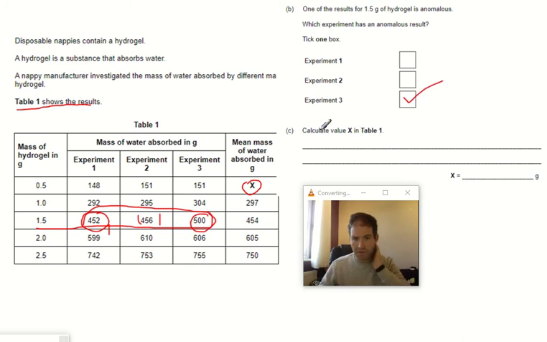Experiment 3. Calculate the value of X in table 1. We do 148 plus 151 plus 151, that's a plus 151, divided by 3. Do that bit first. And it comes out at 150 grams.